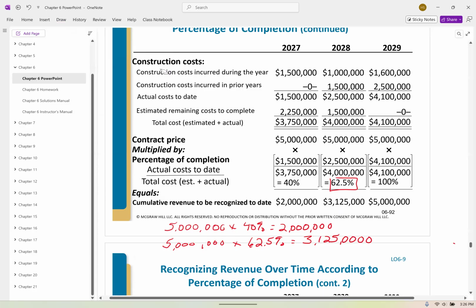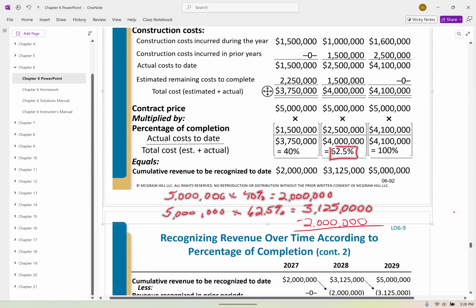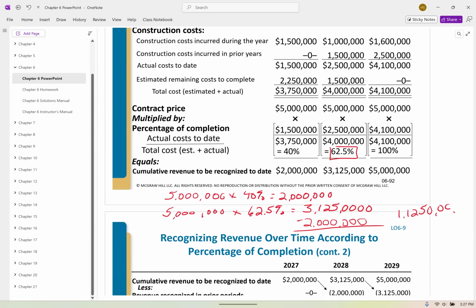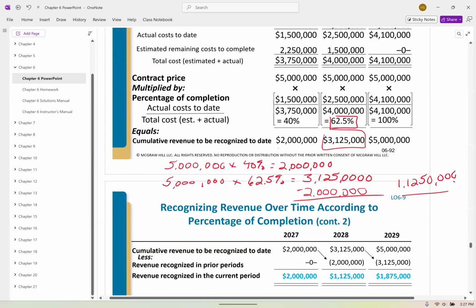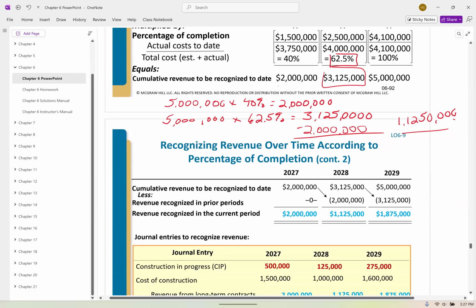All right. So, but we've already recorded the 2 million. So we're going to subtract the 2 million. That's where the 1,125,000 comes from. Okay. We'll do the same thing down here. We've got 500,000 in revenue. We've already recorded this much because we recorded 2 million plus that. So everything else will be recorded in that last period.